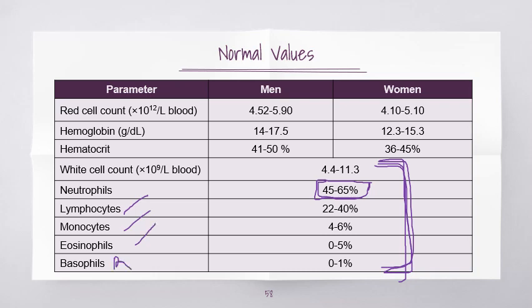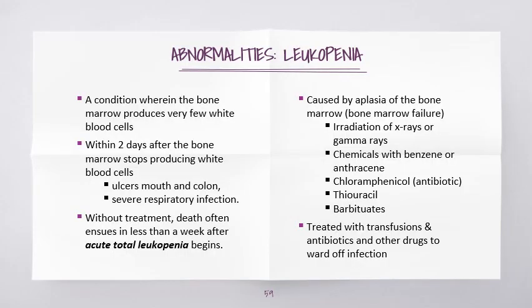But in children, the majority of the white blood cells would be the lymphocytes. Okay? There are more lymphocytes in children compared to adults. That's normal. Okay? I'm showing you an adult. So, we now go to define leukopenia.